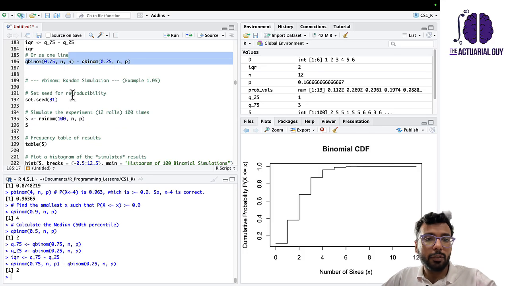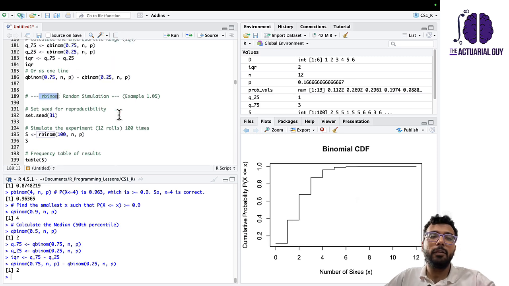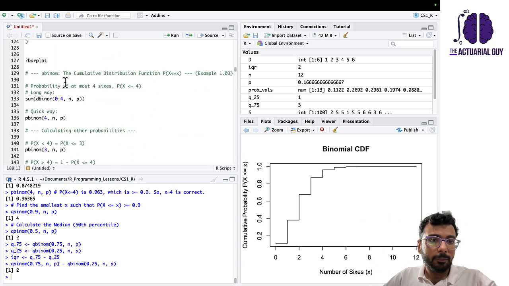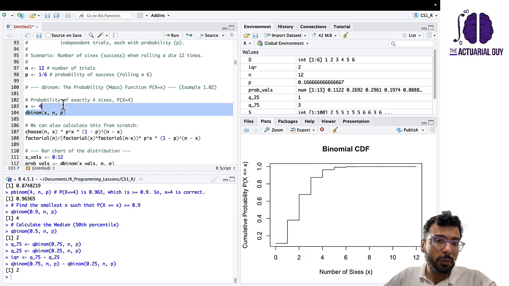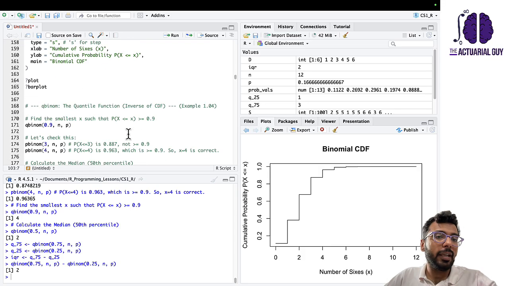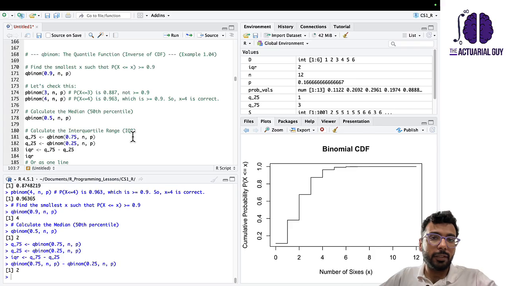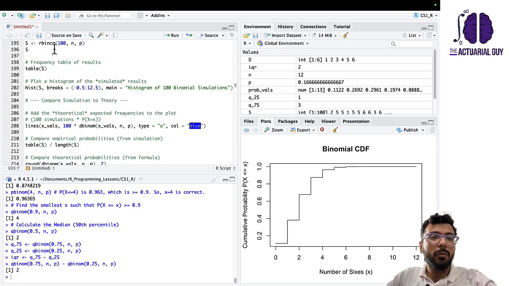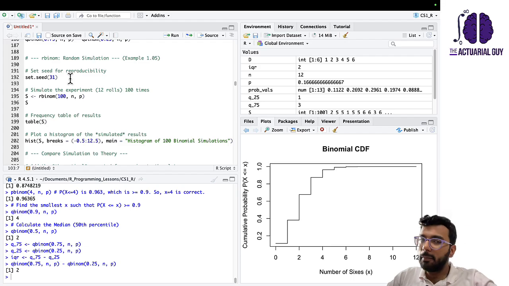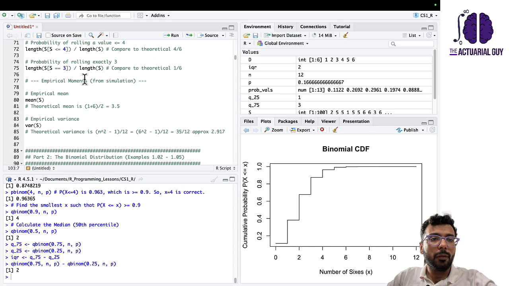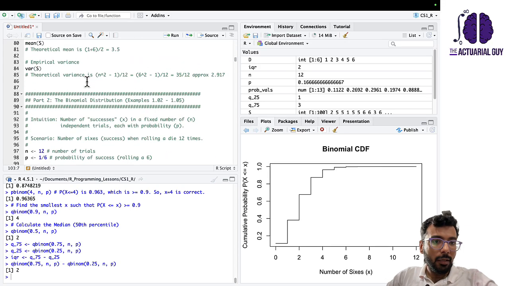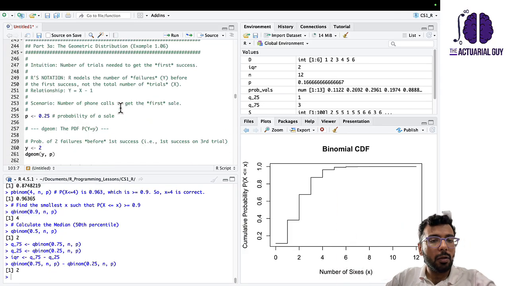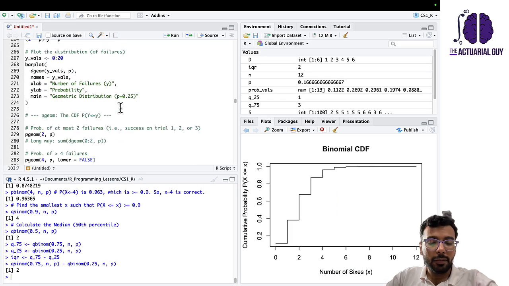Now the fourth kind of function here is rbinom. We started with dbinom, which gives you the probability mass function. pbinom gives you the CDF. qbinom gives you the inverse of the CDF, or the quantile. Now rbinom helps you simulate values from the binomial distribution. Earlier we had used sample in order to simulate from the discrete uniform distribution. For the binomial distribution, you have a dedicated function called rbinom.